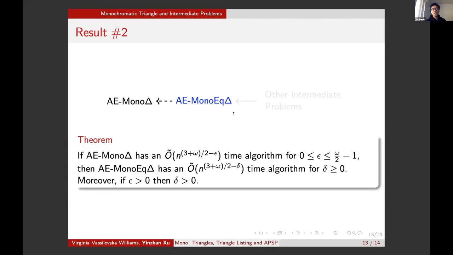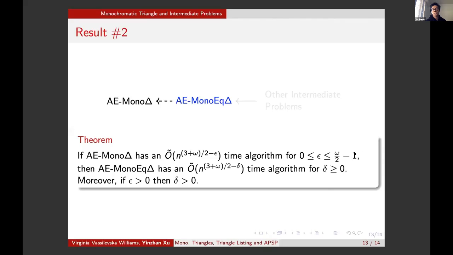So the most interesting one is a max-min product, whose current best runtime is still n to the 3 plus omega over 2. And this theorem says that if we can improve all edges monochromatic triangle, then we can also improve max-min product. But the limitation of this theorem is this omega over 2 minus 1 upper bound.